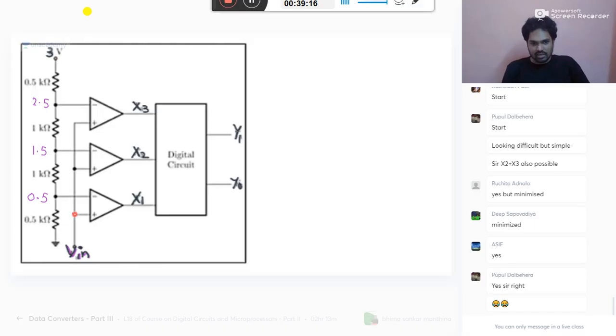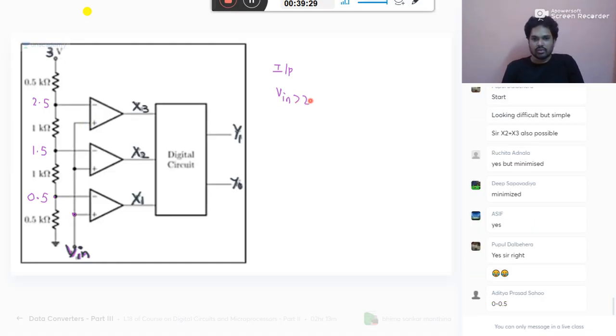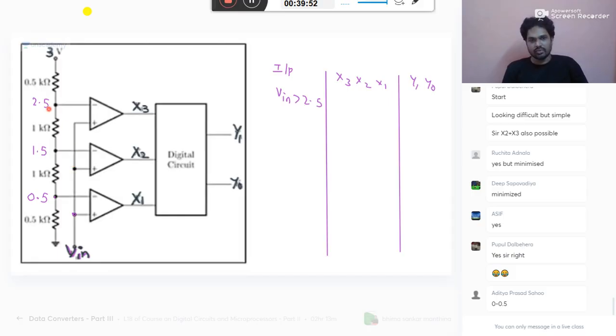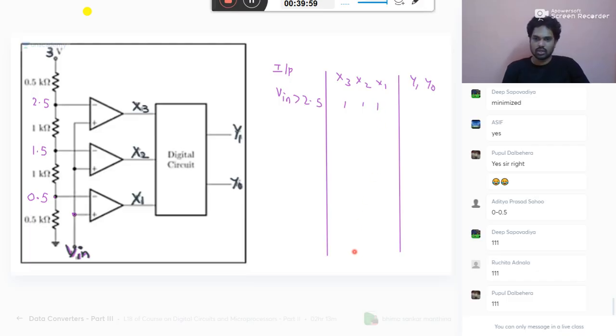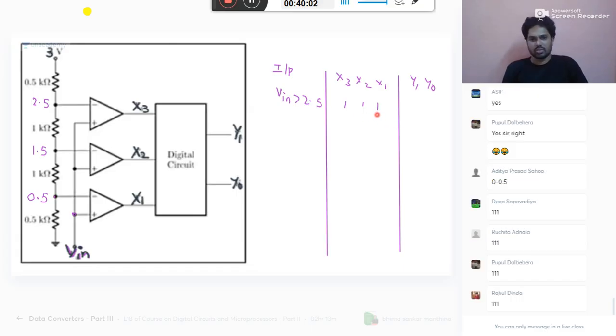So if your Vin is greater than, suppose see here now, when the input Vin is, suppose this is the highest input. This is positive, this is negative. When Vin is greater than 2.5, now we have three cases. What are they? X3, X2, X1, Y1, Y0. Now, if Vin is greater than 2.5, if input is greater than 2.5, then all will be ones. Okay. Then leave that Y1, Y0. Forget about it for time being.